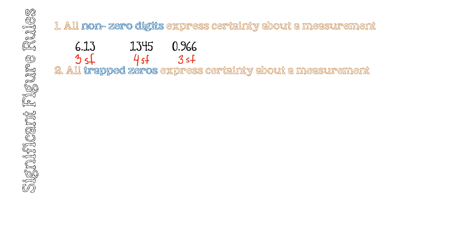All trapped zeros express certainty about a measurement. So what's a trapped 0 look like? If we look at this number, according to Rule 1, this guy's significant and that guy's significant. If this is a certain part of my measurement and I feel certain about this number in my measurement, then I also must have certainty about all the zeros inside of my measurement. So this would be 5 significant figures. The zeros in the middle are trapped, and so they're also conveying certainty. So we have 5 significant figures right here.